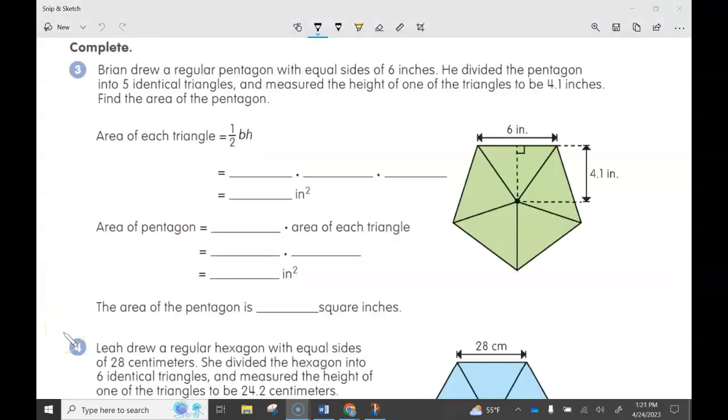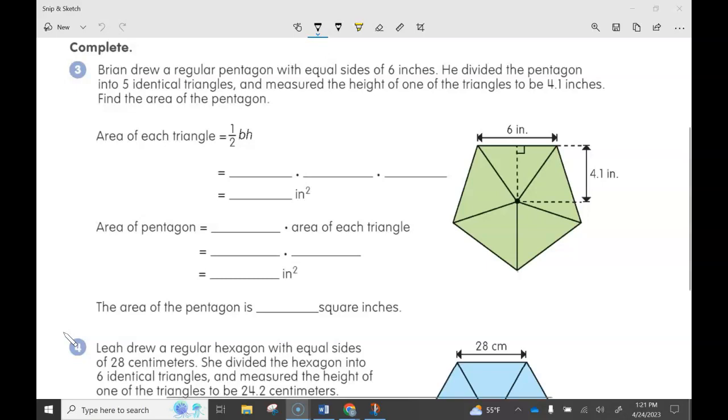Now we're going to take a look at finding the area of a pentagon. Let's turn to page 196. This is going to be the next shape that we're going to look at. It says, Brian drew a regular pentagon with equal sides of 6 inches. He divided the pentagon into 5 identical triangles and measured the height of one of the triangles to be 4 1/10 inches. Find the area of the pentagon.